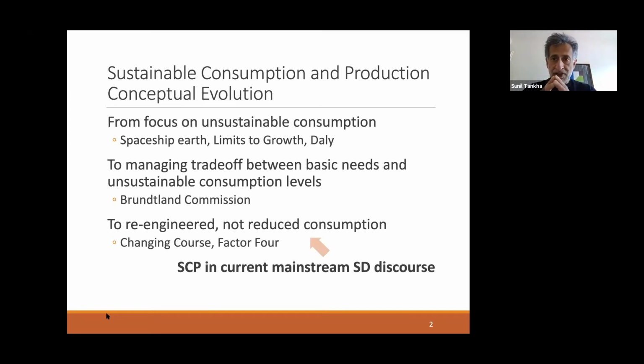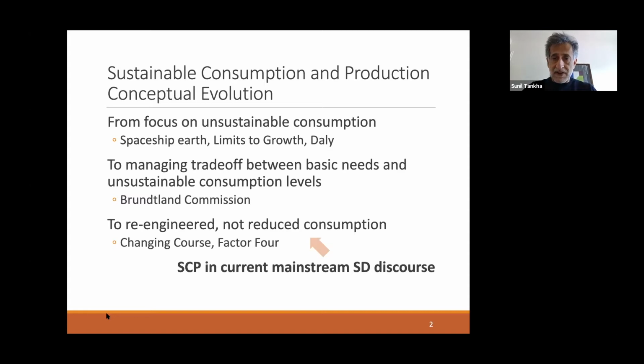So the origins of this whole concept, we explored where did these issues and conceptualizations of sustainable consumption and production start, and we need to trace the history back quite a few years, quite a few decades. In fact, in the early 70s, when there started a focus on unsustainable consumption.